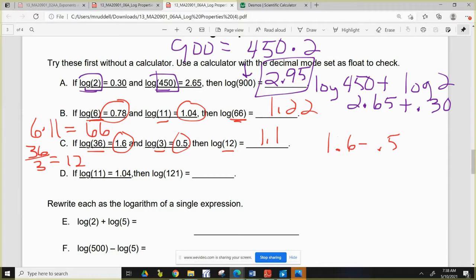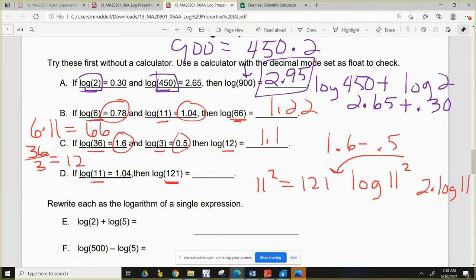The last one, if log 11 is 1.04, what do we do with 11 to get 121? 11 squared is 121. So I have log 11 squared, which means I'm going to move this to the front. 2 times log 11. Log 11 is 1.04. Okay. Using the properties, if you know those properties, it's faster than calculator.